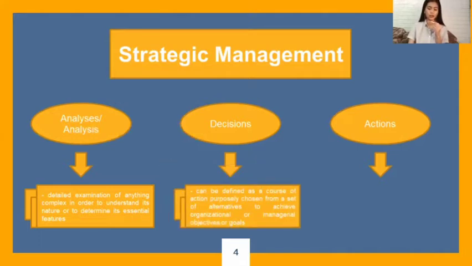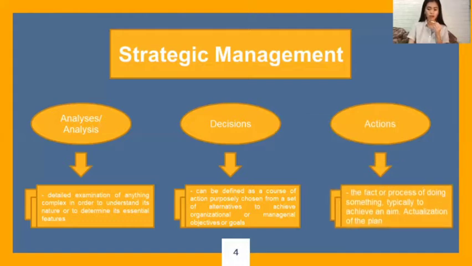whereas decisions can be defined as a course of action purposely chosen from a set of alternatives to achieve organizational or managerial objectives or goals. So, in layman's term, decisions is deciding as to what actions are we going to take, in which actions is defined as the fact or process of doing something typically to achieve an aim. This is the actualization of the plan. So these three are undertaken by an organization in order to create and sustain competitive advantages.